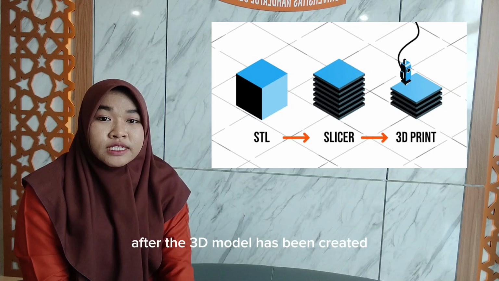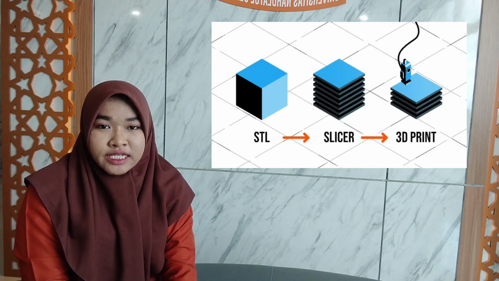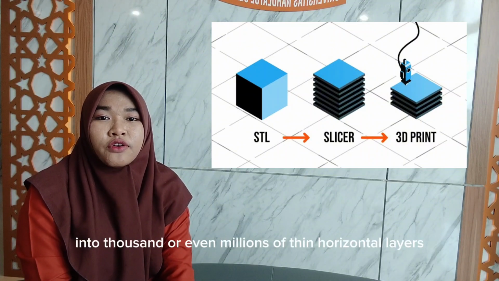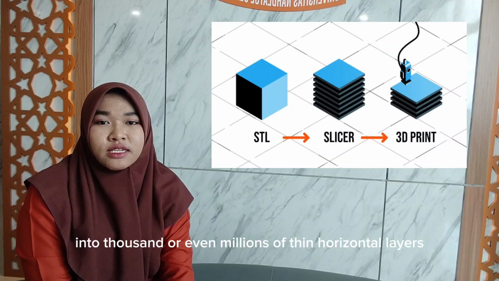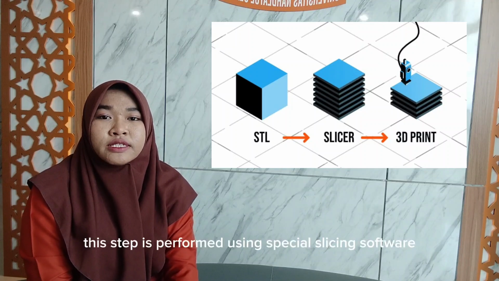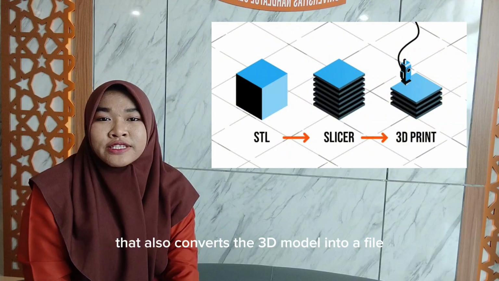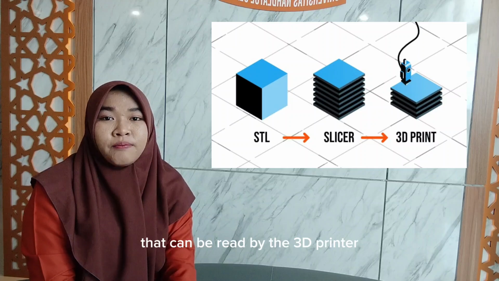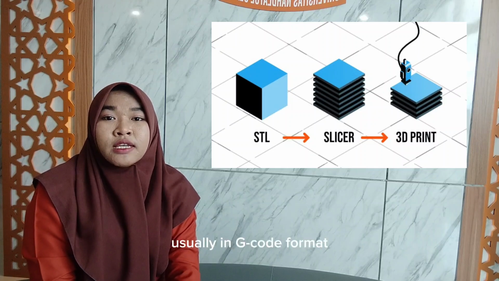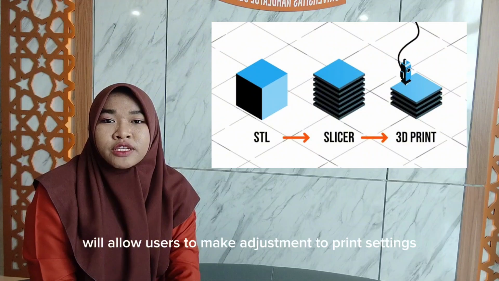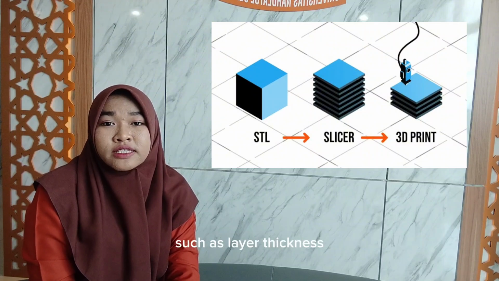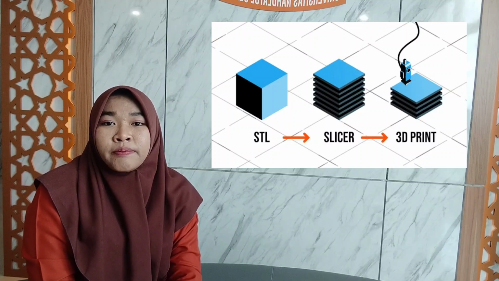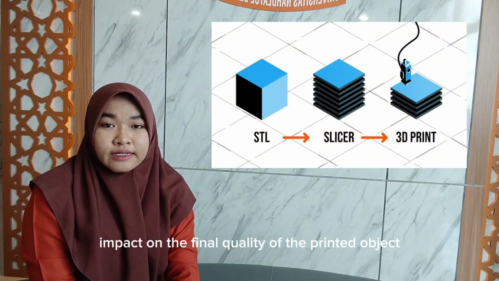The second is preparing the design files. After the 3D model has been created, the next step is slicing, which is the process of dividing the three-dimensional digital model into thousands or even millions of thin horizontal layers. This step is performed using special slicing software that also converts the 3D model into a file that can be read by the 3D printer. Usually in STL format, this software will allow users to make adjustments to print settings such as layer thickness, print speed, and material temperature, all of which have a major impact on the final quality of the printed object.